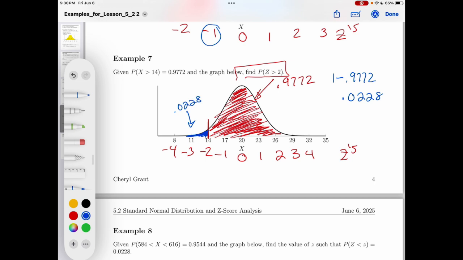We need to find the probability that z is greater than 2. This blue area here is the probability that z is less than negative 2. So if I want to find z is greater than positive 2, that's this area over here. Everything shaded to the right of z is 2. But by symmetry, these two values should be the same. So the probability that z is greater than 2 is 0.0228.